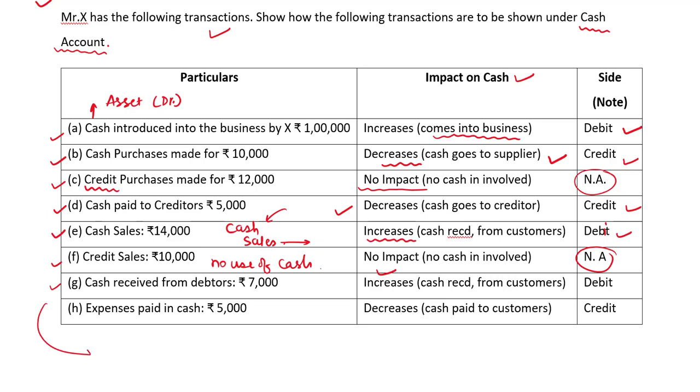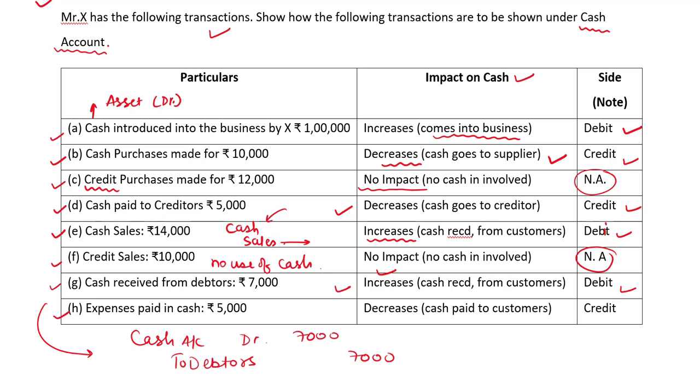Let's move ahead to point number G, and that talks about cash received from debtor. Our debtor has given us cash. The entry would be cash account debit to debtor's account. Debtors would be credit. So whatever be the entry, over here the entry is 7,000 rupees. So cash comes in, there is an increase in the cash and cash is an asset, so it is a debit balance.